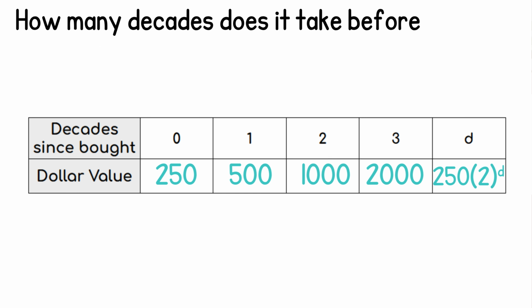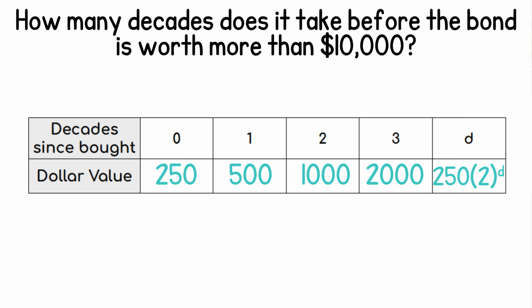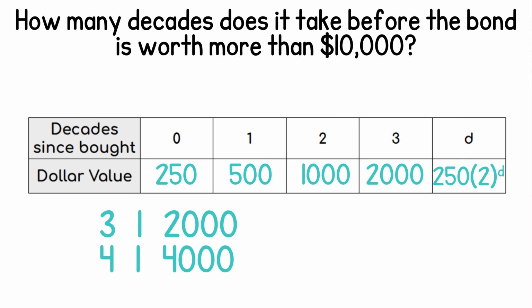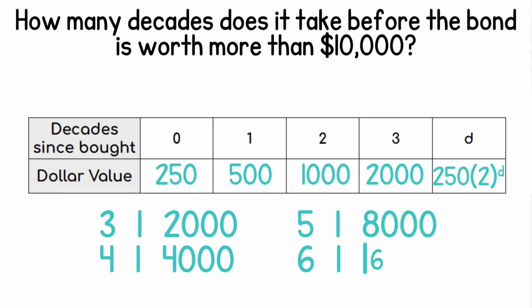How many decades does it take before the bond is worth more than $10,000? So we know that after 3 decades it was worth $2,000. So 4 decades would be $4,000, 5 decades would be $8,000, and 6 decades would be $16,000. So this will happen a little bit more after 5 decades.